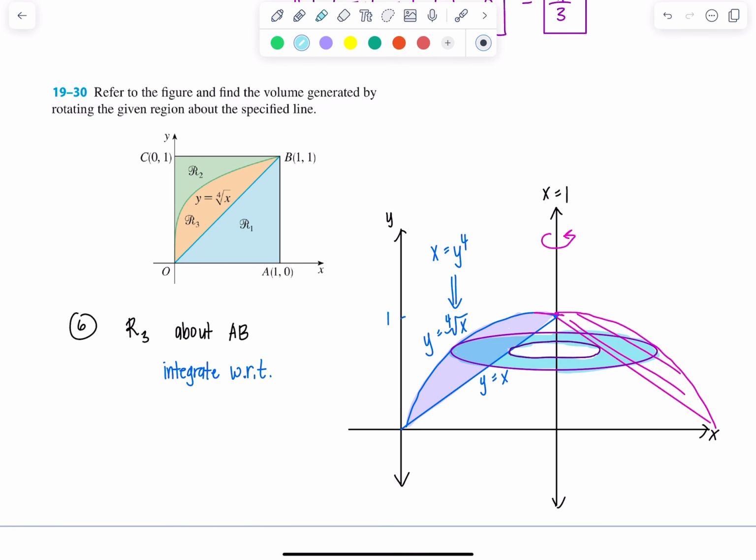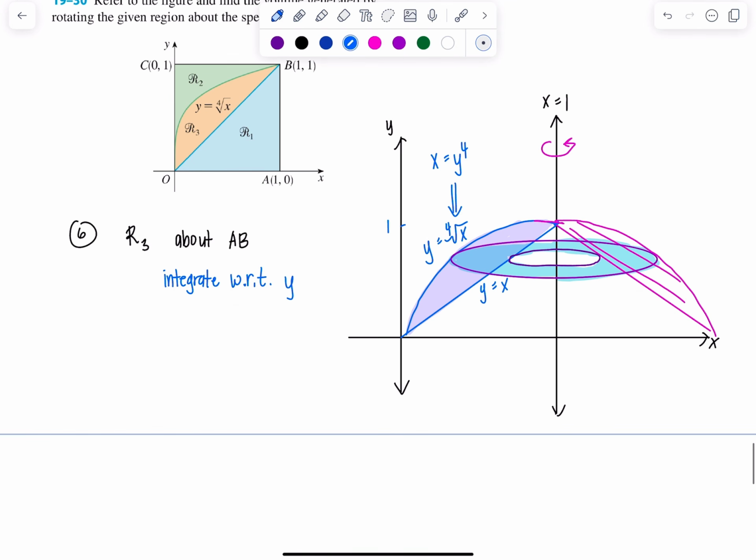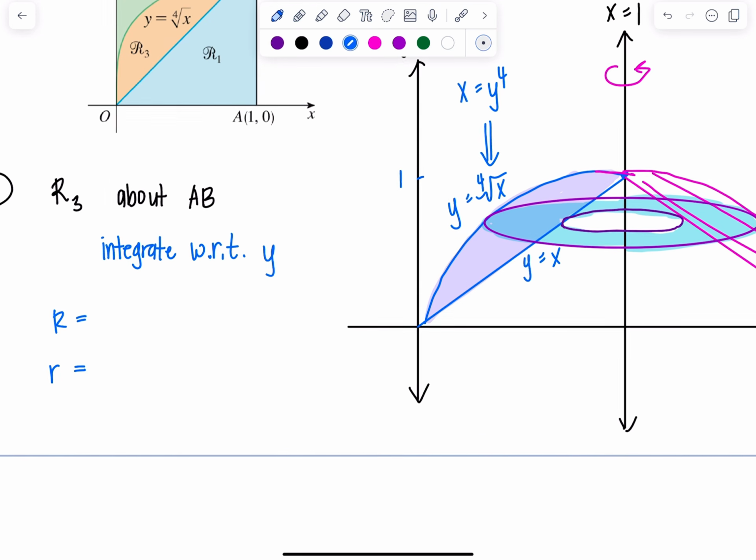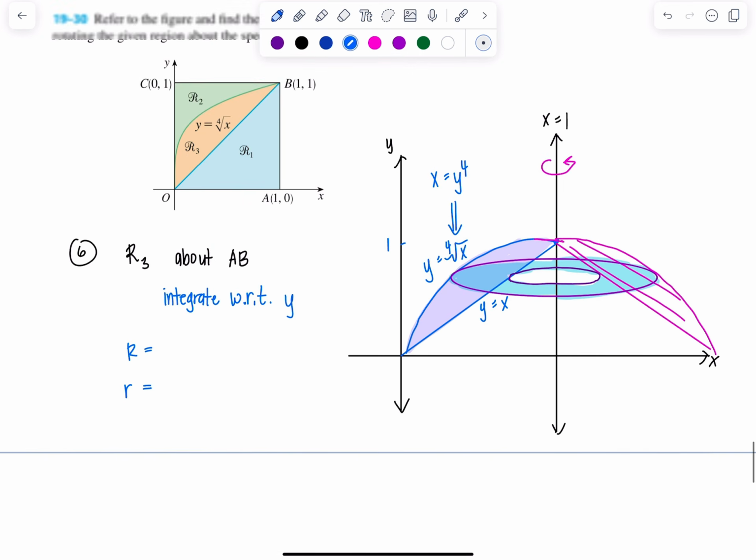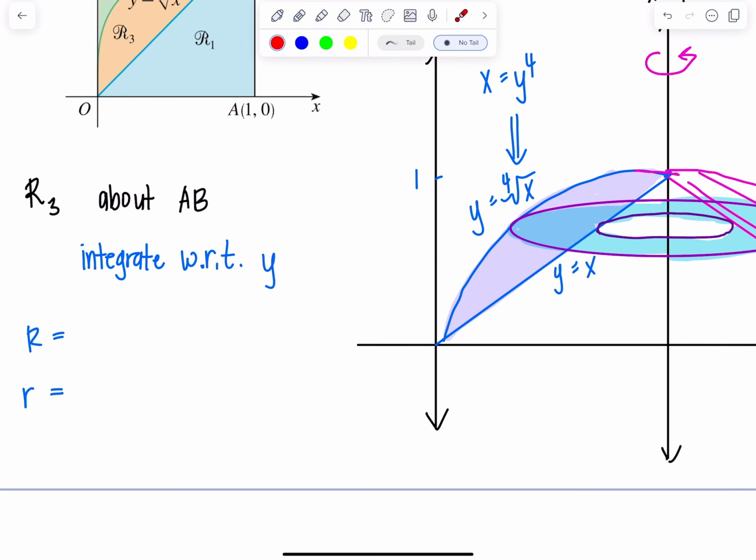Okay, integrating with respect to y. Okay, outer radius, inner radius. Let's figure them out. Pause the video, see if you can figure it out. That'll be a good test. Use the original region before you spun. So don't you dare look over here when you're trying to figure out your radius. Over here only. Okay, outer radius goes from axis of revolution to the outer edge.